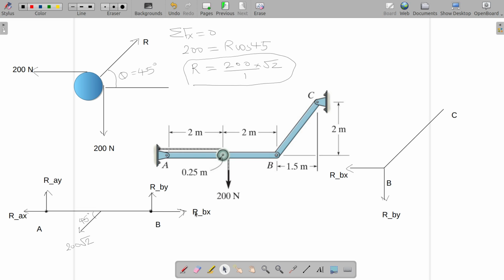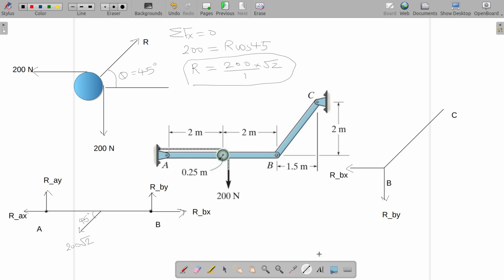So this RBX here is the force by BC on AB. Its direction is towards right, and this is the Newton's law pair, which means the force by AB on BC. So it will have the same magnitude but opposite in direction. RBY here is the force by BC on AB. Its direction is upwards, and here this force is the force by AB on BC. So its direction will be opposite but same magnitude. That's what we know about the Newton's law pairs.